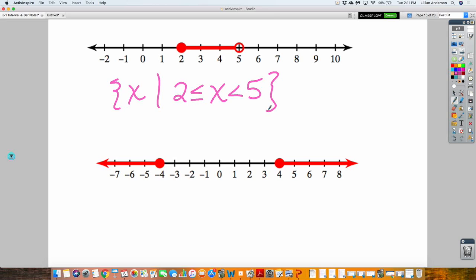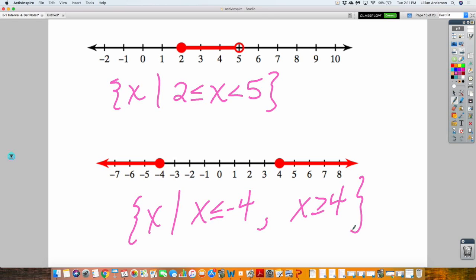Let's represent this first one, the one that's over here on the left. How would I represent this part right here? X is less than or equal to -4. How do I represent the other side? X is greater than or equal to 4. And all we do is put a comma to separate them, and include the set of x values such that, and that's it.